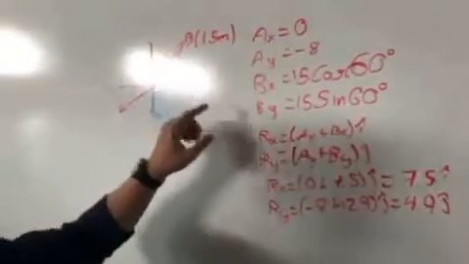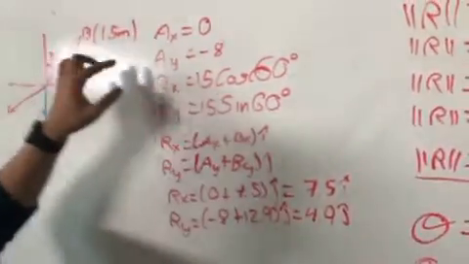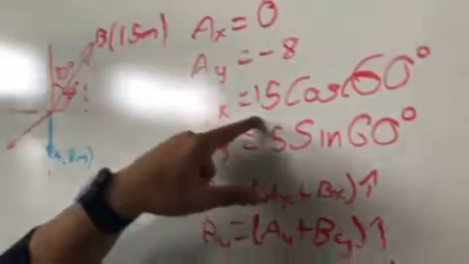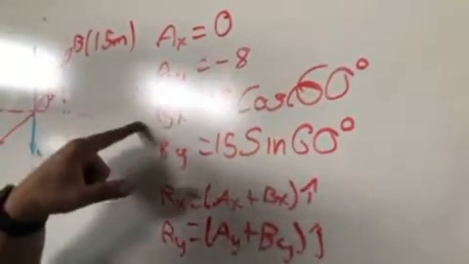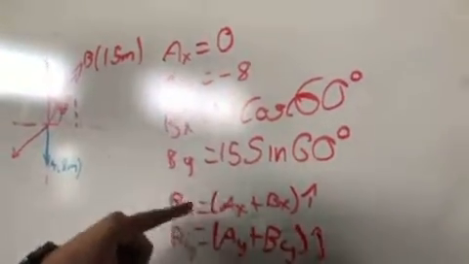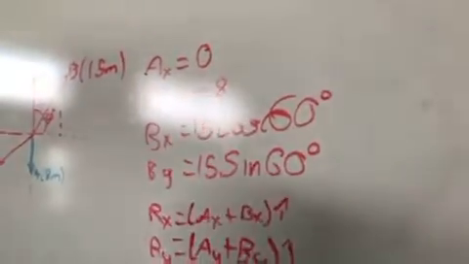For example, for x, you know that you use cosine. So you use the value here, 15 cosine of 60, to get Bx. To get By, you use sine instead of cosine.